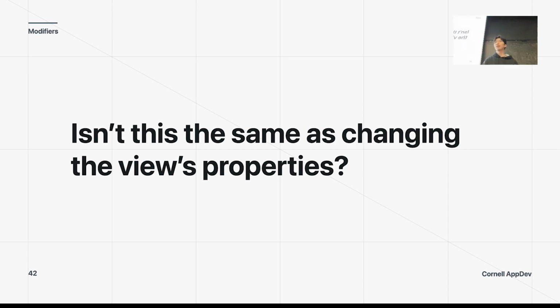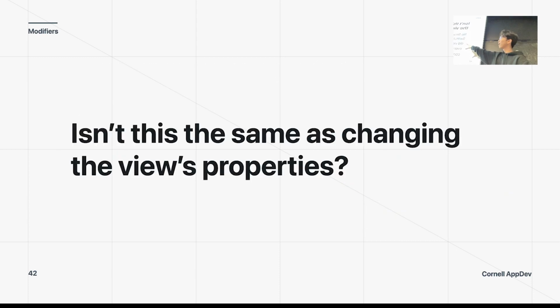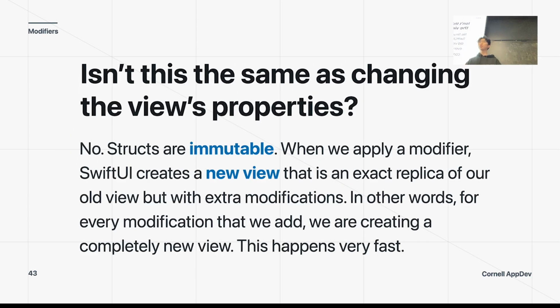Now, you may be thinking, isn't this just the same as changing the view's properties? Like in UIKit, you had a UILabel. You can change the text to whatever you want. You can change the text color by changing the properties. But these are a lot different from changing the properties. Because SwiftUI views are structs, you know that everything is immutable. You can't change its properties.